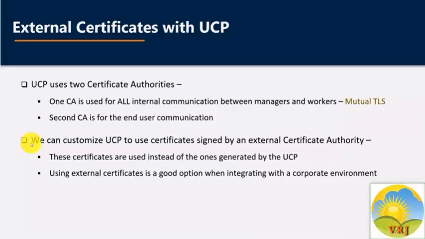We can customize UCP to use certificates signed by the external certificate authority. These certificates are used instead of the ones generated by the client root CA. That way, you can use a certificate for a CA that your browser and the client tools already trust.